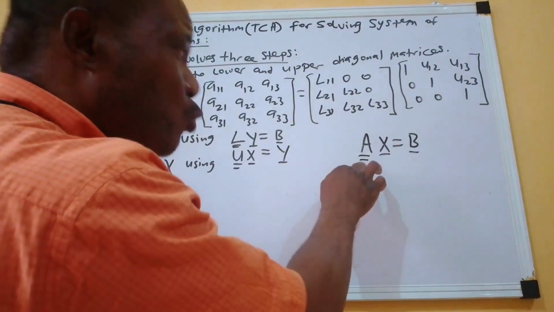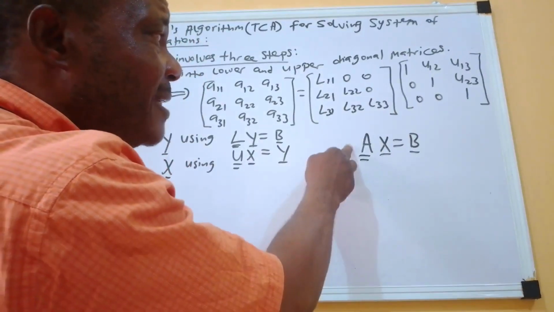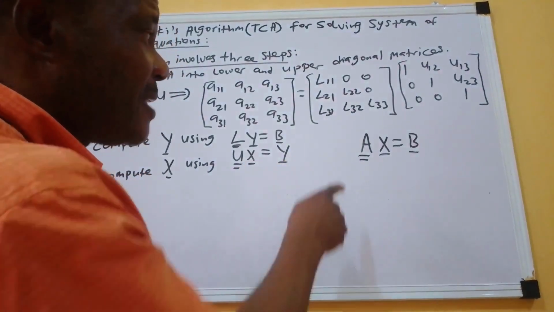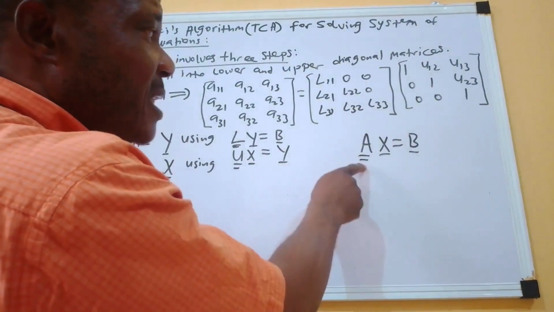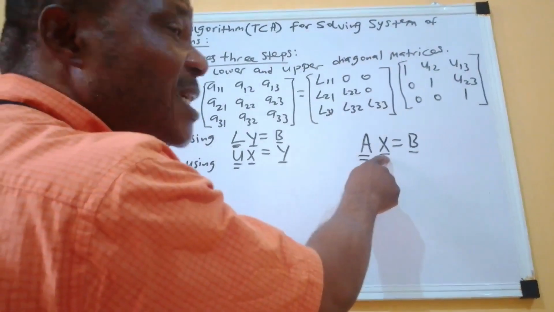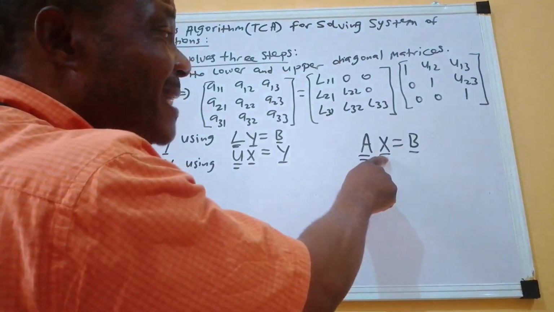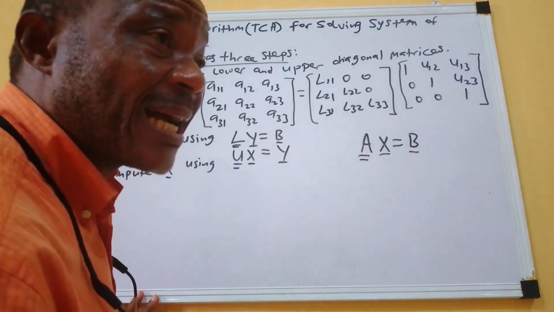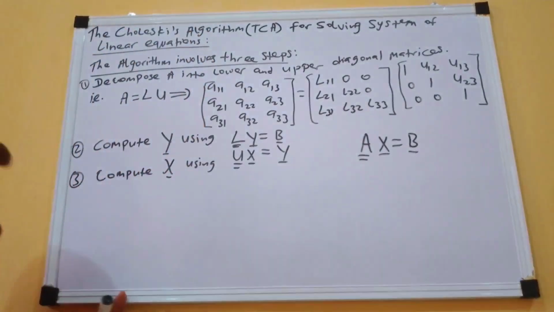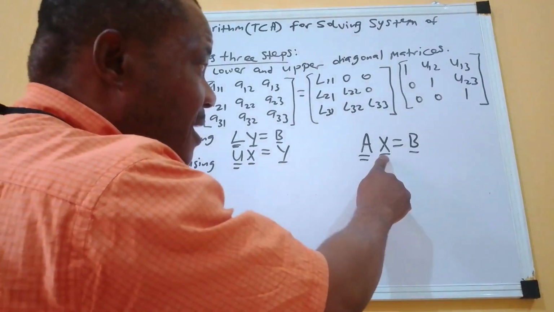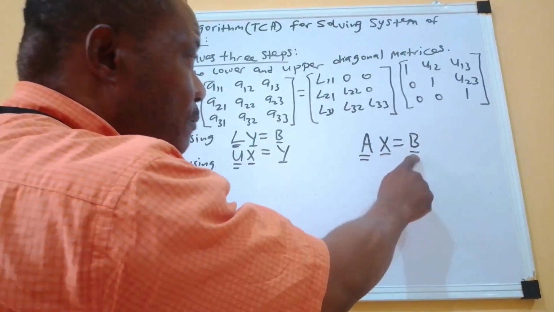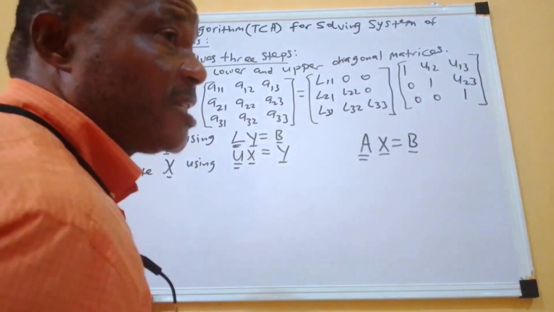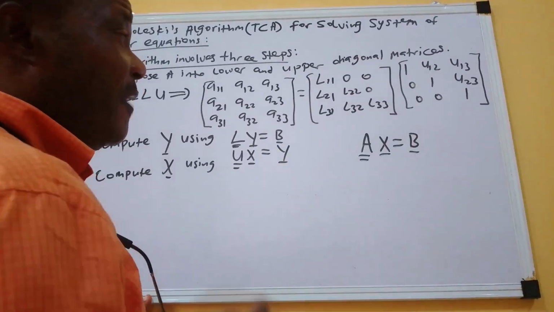I told you if you see 2 bars under a capital letter, it means that capital letter is a matrix. We represent matrices with capital letters. The first bar is for the rows, the second bar is for the column. When you see a bar under a capital letter, it means a vector. A vector is a special kind of matrix that can have either 1 row or 1 column. So X is a column vector, B is the right hand side, and it's also a column vector. So this is the matrix format of a system of linear equations.